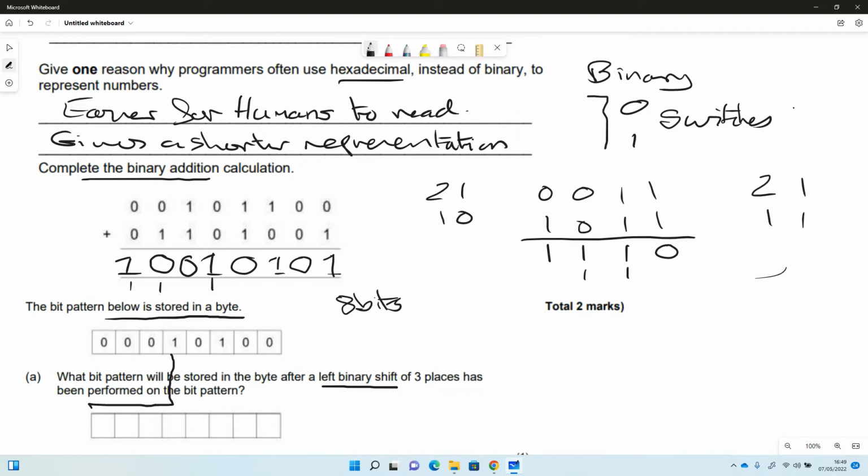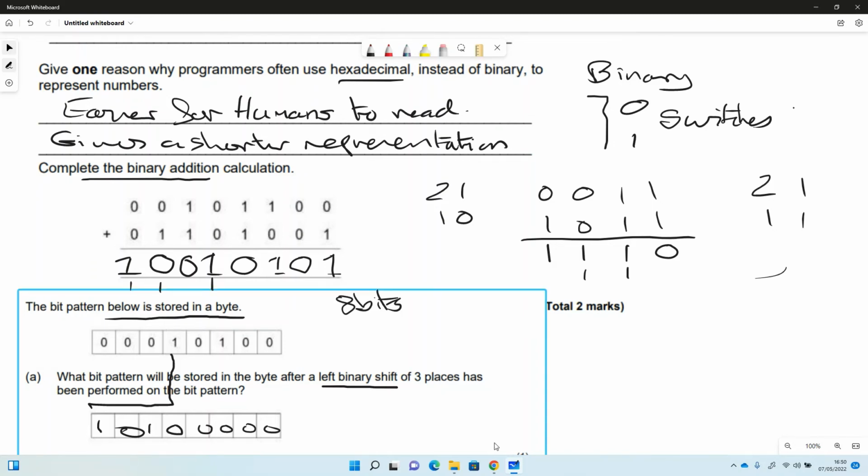1, 2, 3. So the 1's going to go in there. I'm just going to write the rest of my pattern in. Just like that. So we've just shifted across our pattern 3 places. I've just brought it down here and gone 1, 2, 3, moved it across 3 places to the left. And that's all we had to do for that question.